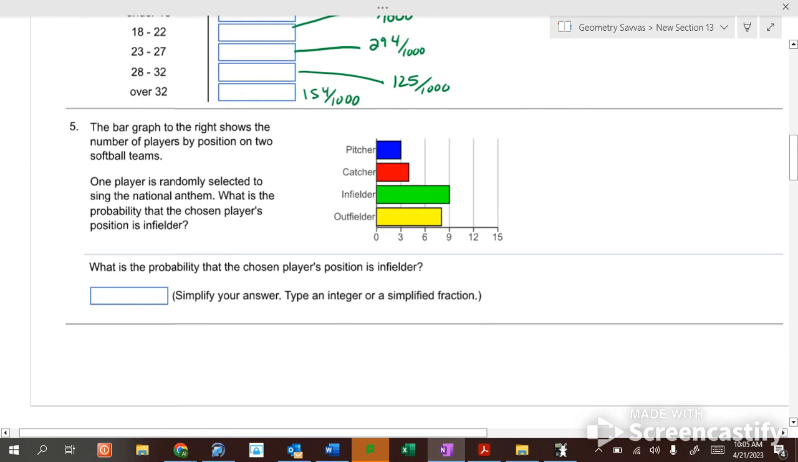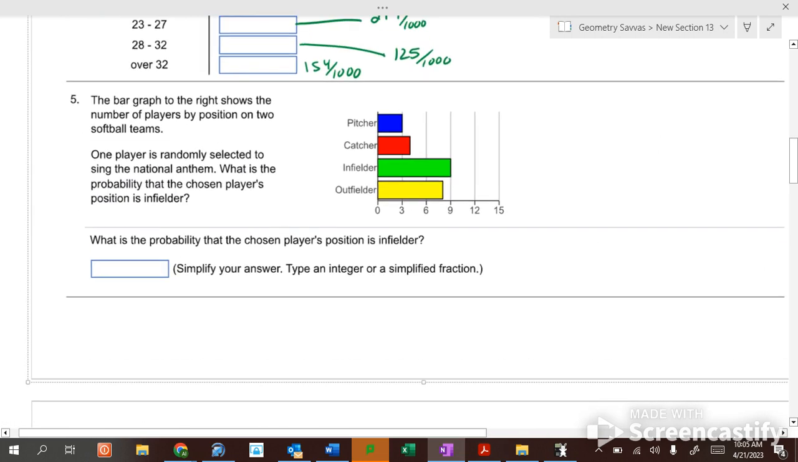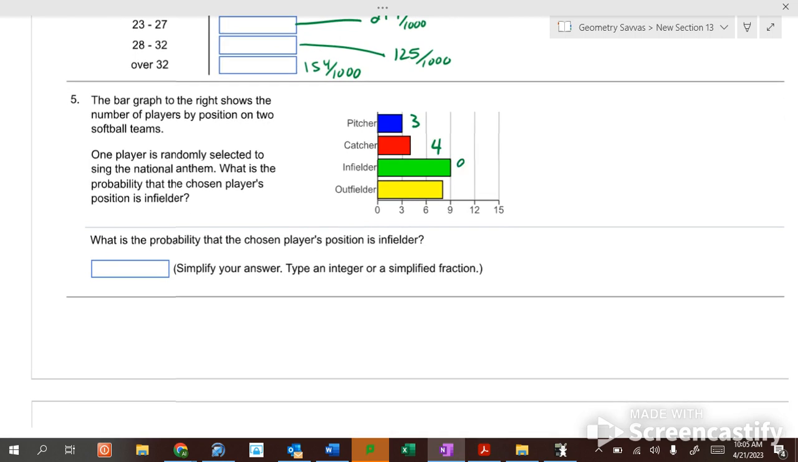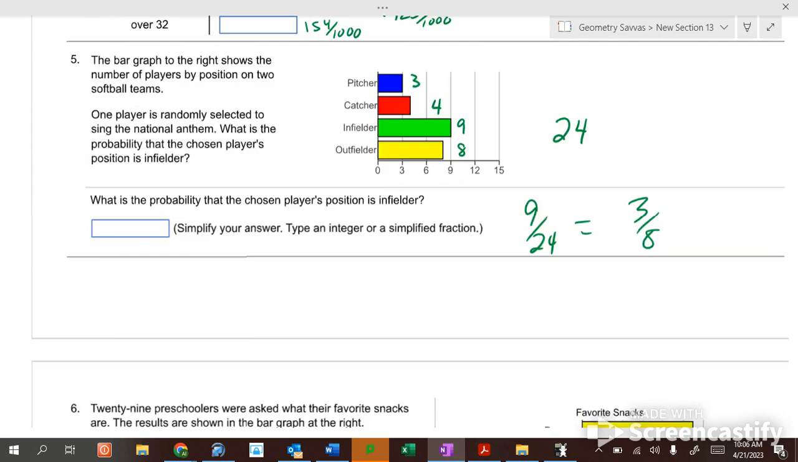All right, the bar graph at the right shows the number of players on 2 softball teams. Somebody's going to be selected at random to sing the national anthem. What's the probability that they're an infielder? Well, you have to figure out how many there are. Looks like there are 3 pitchers, 4 catchers, 9 infielders, 8 outfielders. So if we add them up, they add up to 24 total people. The probability is 9 out of 24. Reduce the fraction: 3 out of 8. Okay?